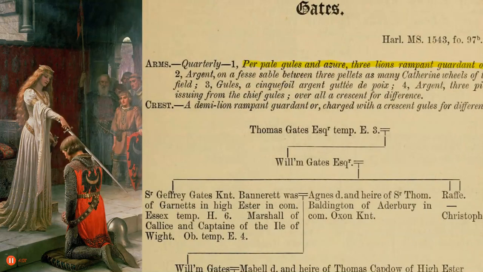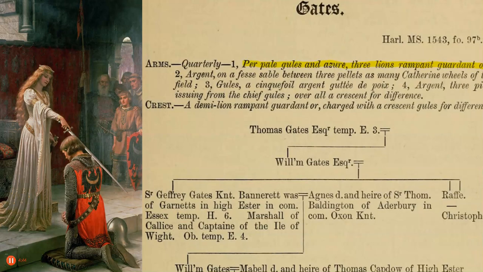Now, if we open this book up and look under the surname Gates, we find this written blazon and a little pedigree chart starting with Thomas Gates. Now, we see our Geoffrey Gates is listed here in the bottom left corner, Sir Geoffrey Gates, banneret of Garnet and High Ester. And we see that this family bore the blazon or the coat of arms Per Pale Gules and Azure, 3 lions rampant guardant or.